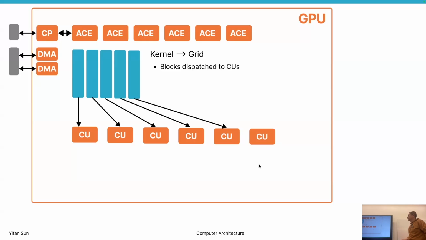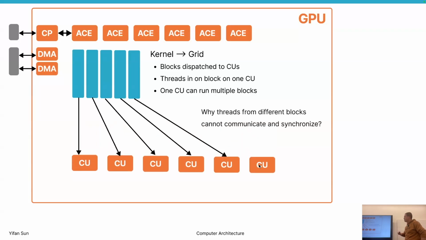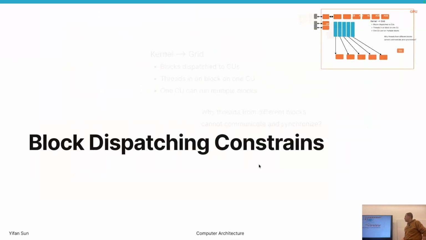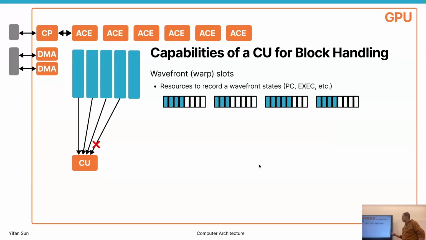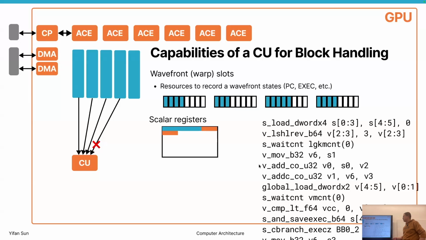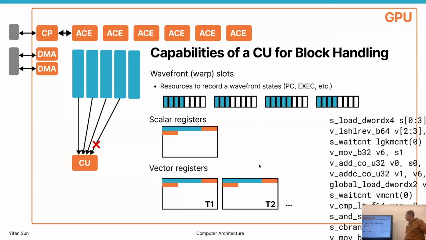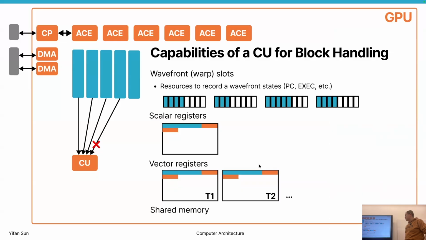Then we talk about the resource constraints, how we can determine how many blocks can execute on one CU. There are basically 4 different constraints. One is the number of wavefront slots. One is the number of scalar registers, as you see in the program. Then we also have vector registers, and also the shared memory, which in AMD terminology is sometimes called local data share. These 4 types of resources limit the number of blocks that can be dispatched to a CU.